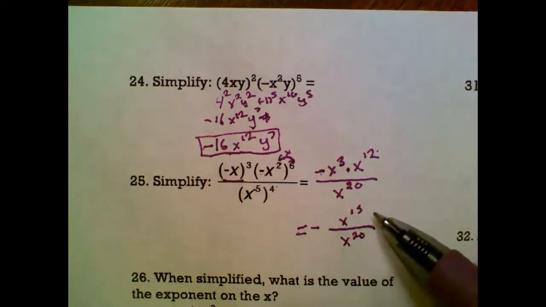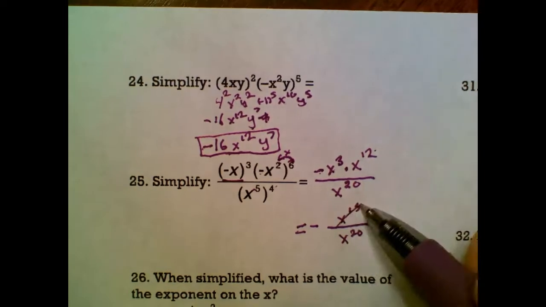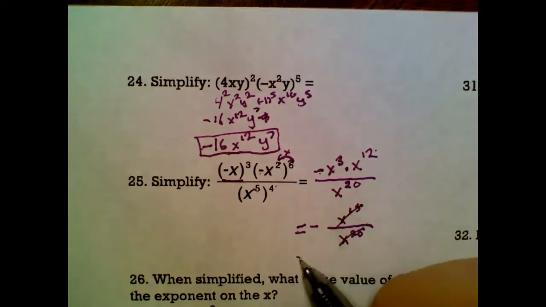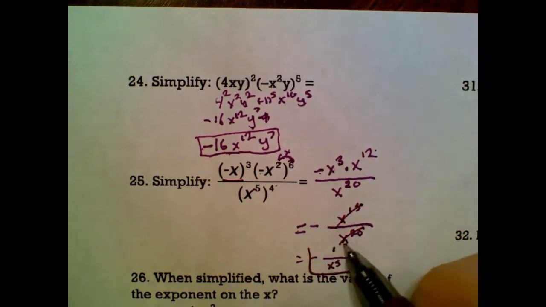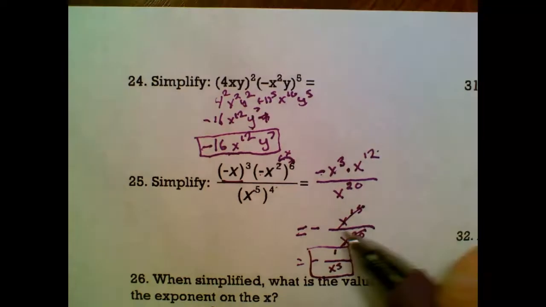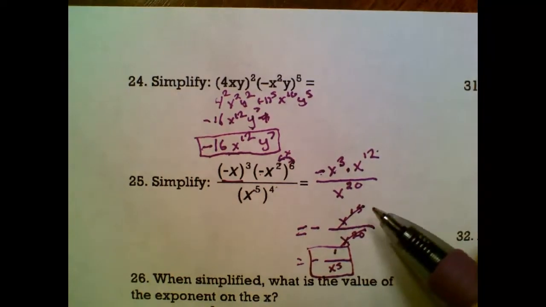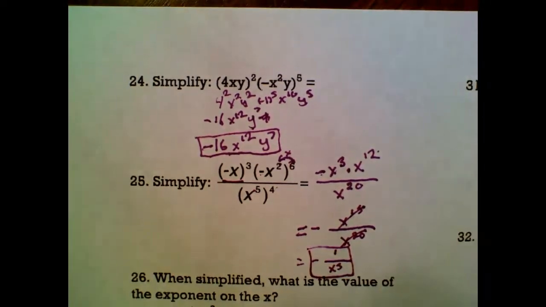I have 15. How many do I have on bottom? 20. So if I cancel all 15 on top, how many am I left with on the bottom? Well, I'm left with 5 on the bottom. So I got negative 1 over x to the 5th. Don't forget that 1 on top. Once you cancel, it doesn't mean there's a 0 up there. There's actually a 1 as a placeholder.